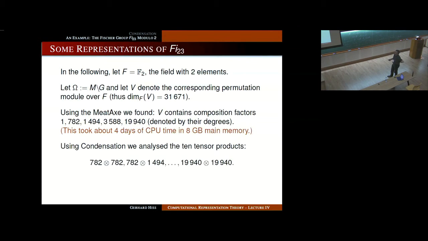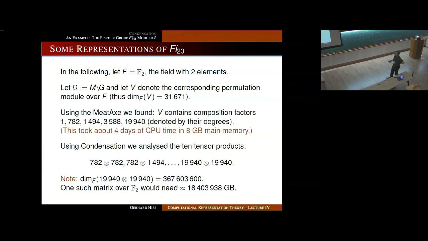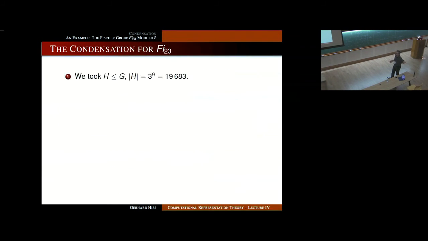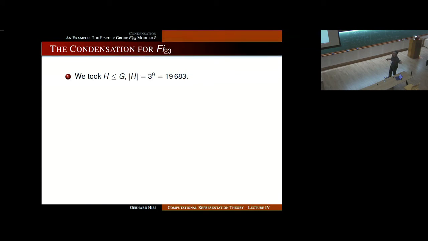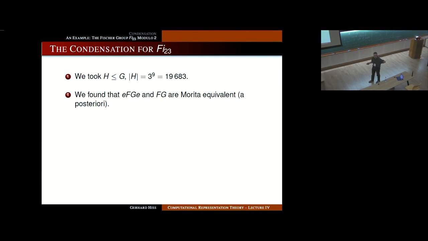And then, so we have 5 modules. We can build 10 different tensor products, and the largest one has this dimension, 370 million, and we have condensed all these tensor products. So we cannot store this matrix, it's out of reach. We take a subgroup which is inside a Sylow 3 subgroup, which has about 20,000 order. We found, after all the calculations, that the two algebras are Morita equivalent.